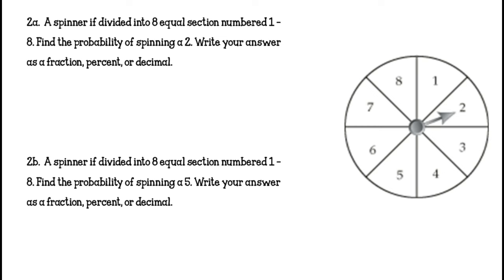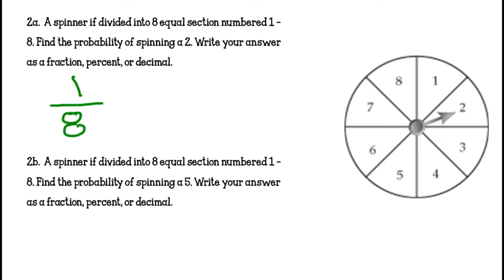2a, a spinner is divided into 8 equal sections numbered 1 through 8. Find the probability of spinning a 2. Write your answer as a fraction, percent, or decimal. And I typically always write a fraction. I just think it's easier to write the number of possible outcomes on the bottom, number of favorable on top, and then go from there. So on the spinner, there are 8 sections, so there are 8 total possibilities. And it's the probability of spinning a 2. So how many of the sections are labeled 2? Only 1. So the probability of spinning a 2 is 1/8.